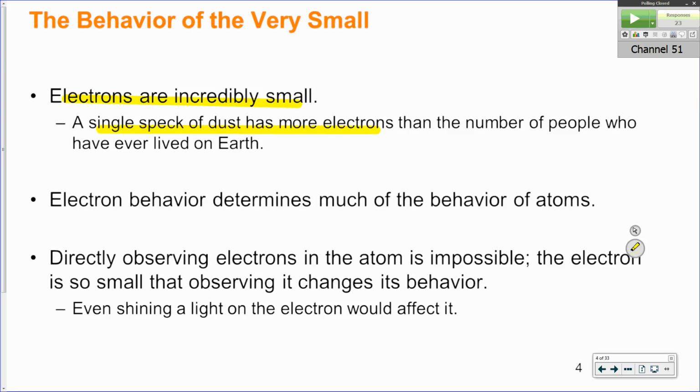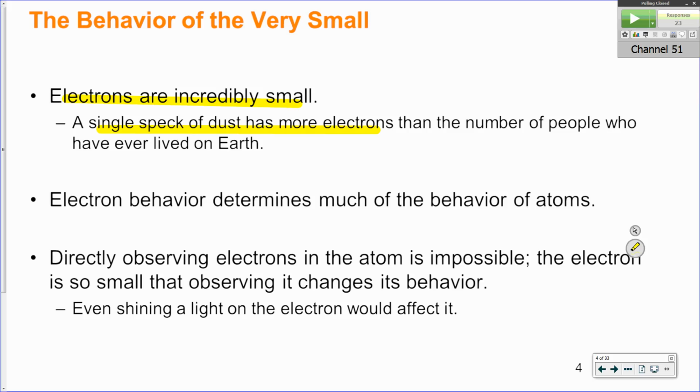Okay, so there's about 7.6 billion people alive now. There's been about another 6 billion people lived and died through human history, but there's more than that total number together of electrons that's in a single speck of dust. In fact, probably by a factor of 1,000. They're so small it's hard to conceive. In fact, we can't very easily.